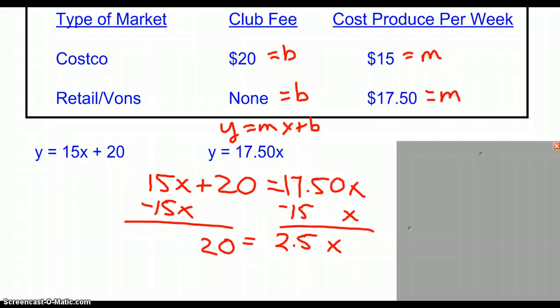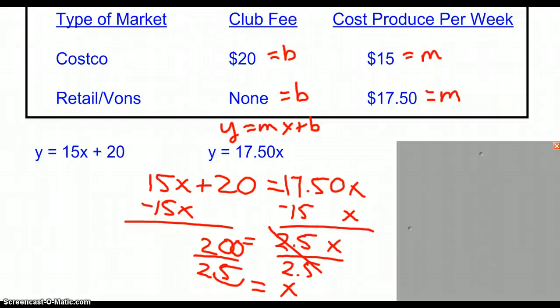And to finish this, we notice that x is being multiplied by 2.5, so let's divide both sides by 2.5. Okay, so we have x nicely alone, and what can we do about a decimal in a fraction? Why don't we use our method of blowing the fraction up, so we can multiply both top and bottom by 10, and that would give us 25 in the denominator and 200 in the numerator.